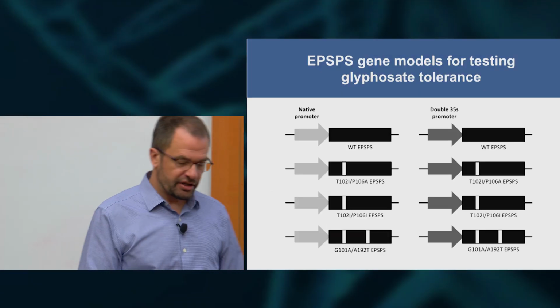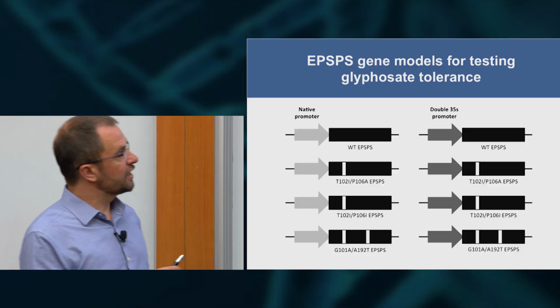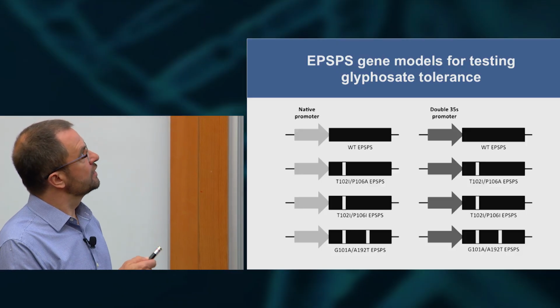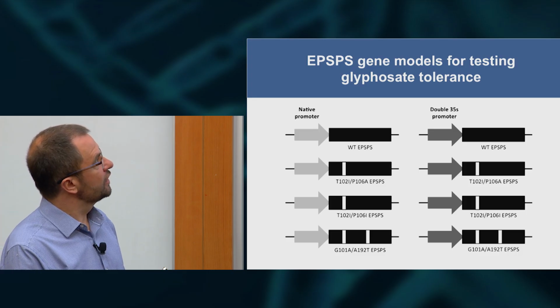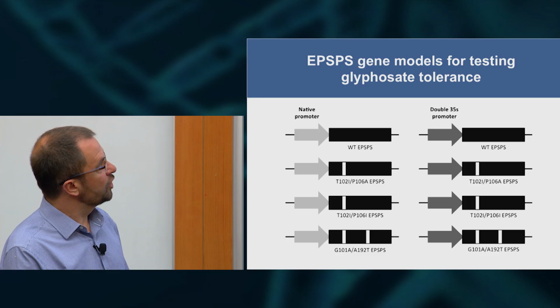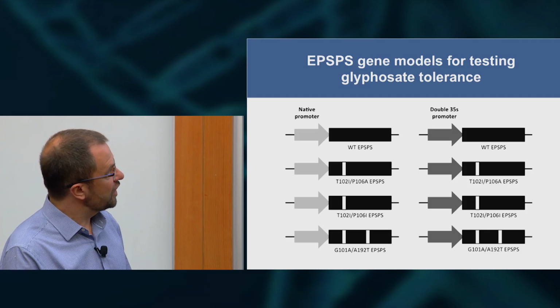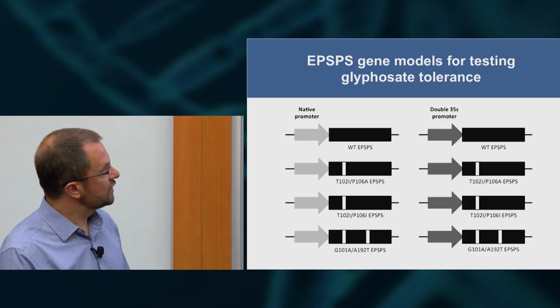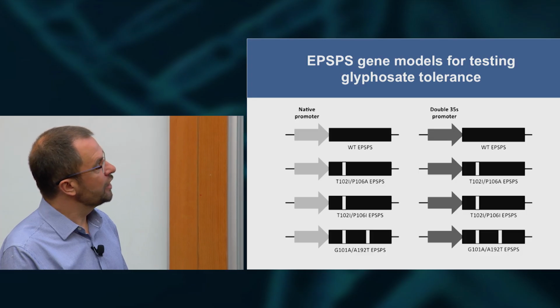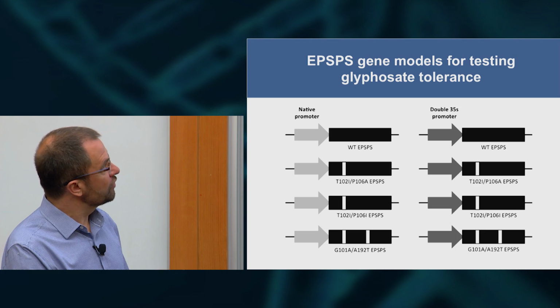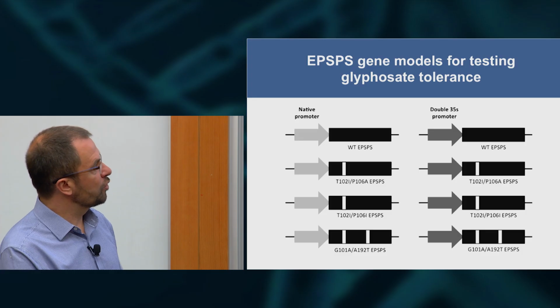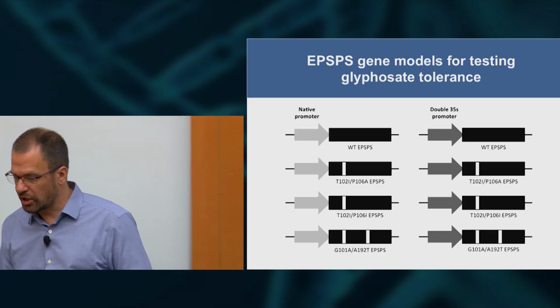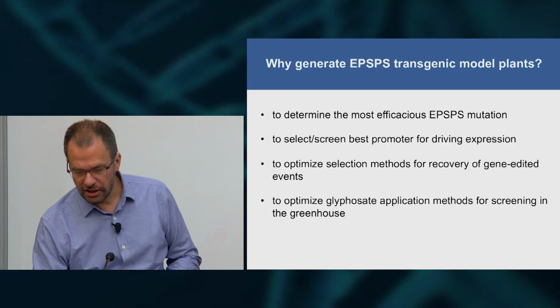And for the first year and a half, almost 2 years of the project, we spent a lot of time on what we refer to as transgene models. In this case, this is the aromatic amino acid biosynthetic gene, EPSPS. We introduced mutations that had been found in weedy species into the cassava gene, and then introduced these modified coding sequences under the native promoter or a strong, highly expressed promoter. We introduced them into cassava to create transgenic plants prior to carrying out the gene editing.